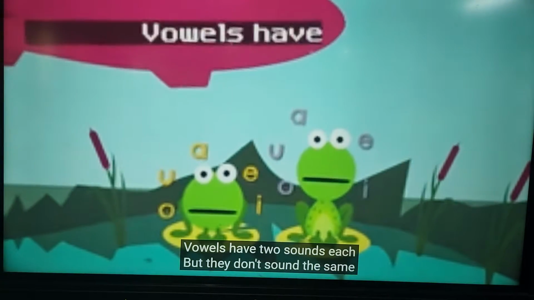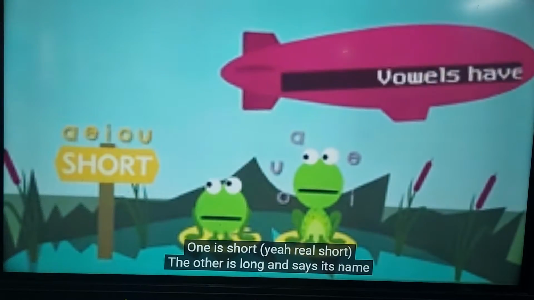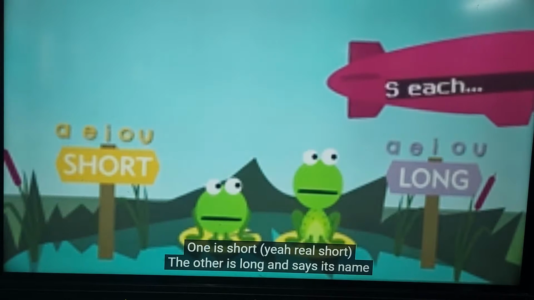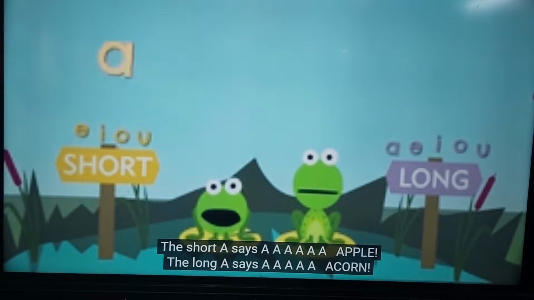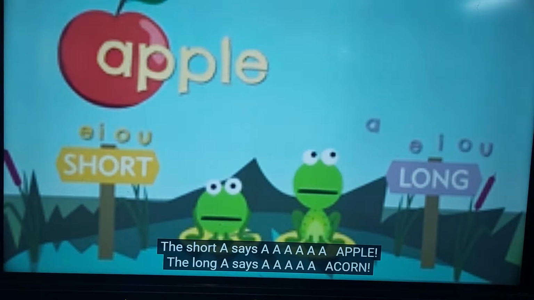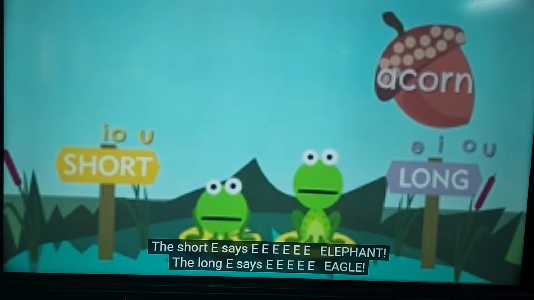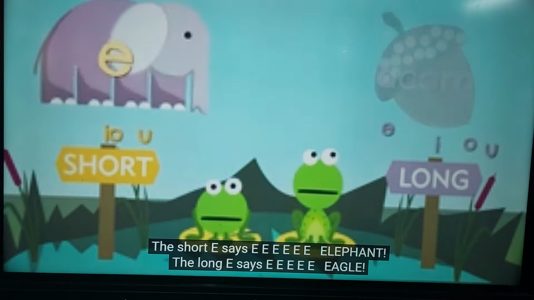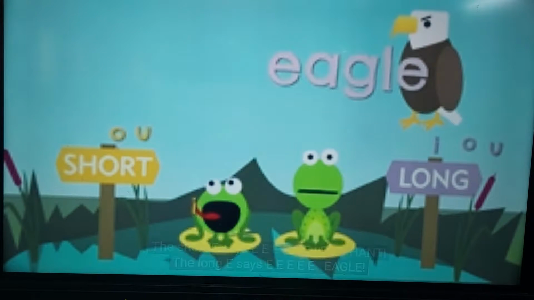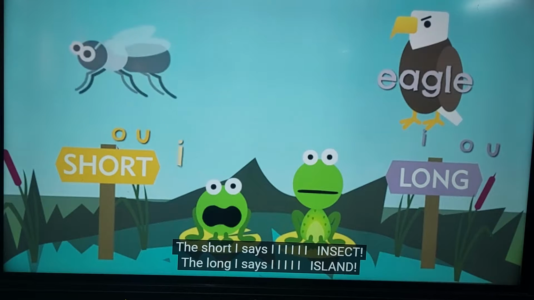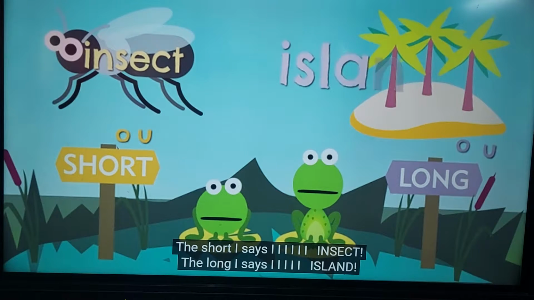Vowels have two sounds each, but they don't sound the same. One is short, yeah, real short. The other one's long and says its name. So the short A says apple, and the long A says acorn. The short E says elephant, and the long E says eagle. The short I says insect, and the long I says island. Let's take a break.